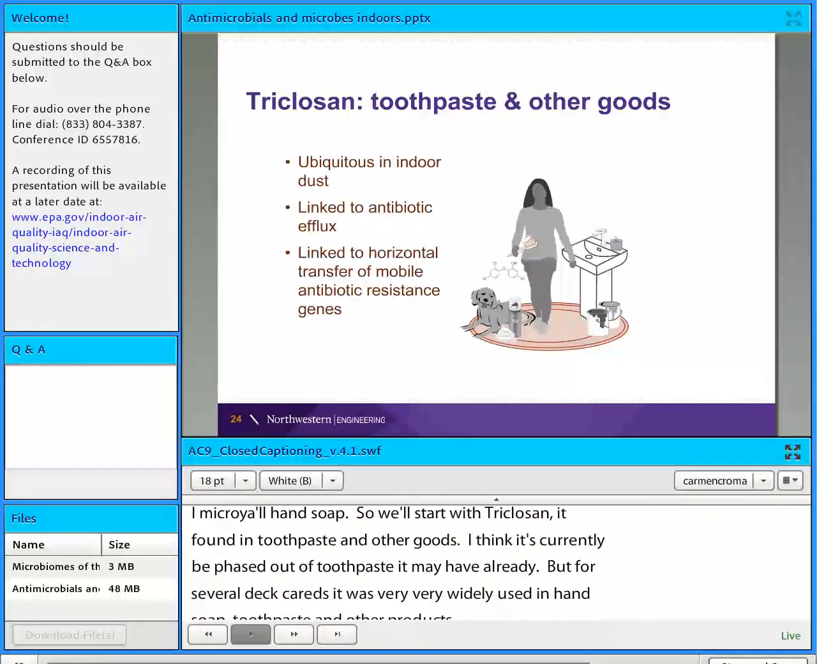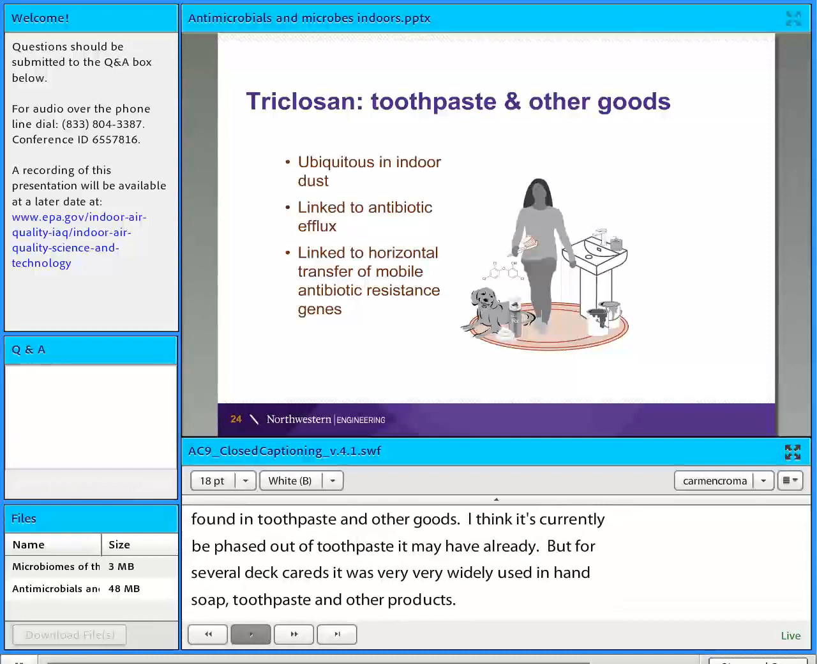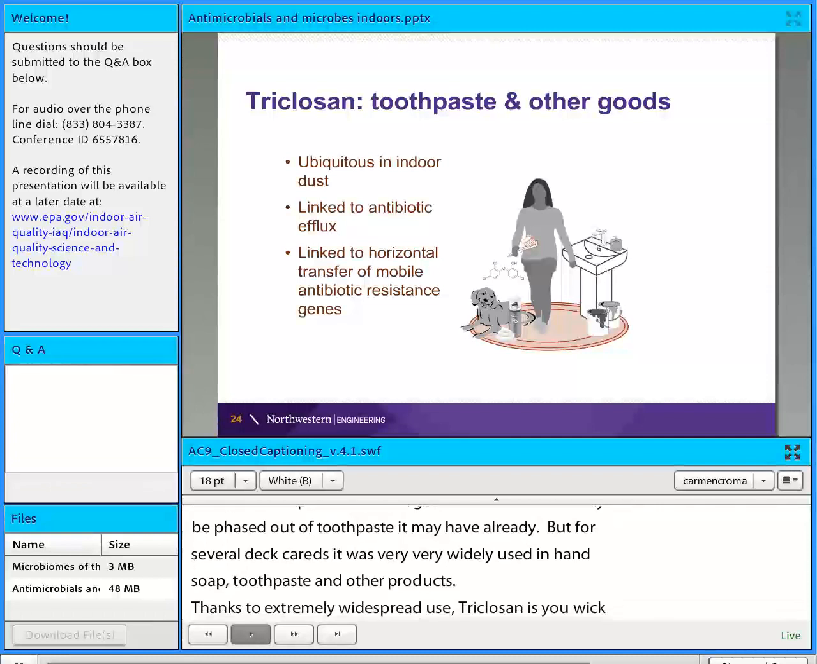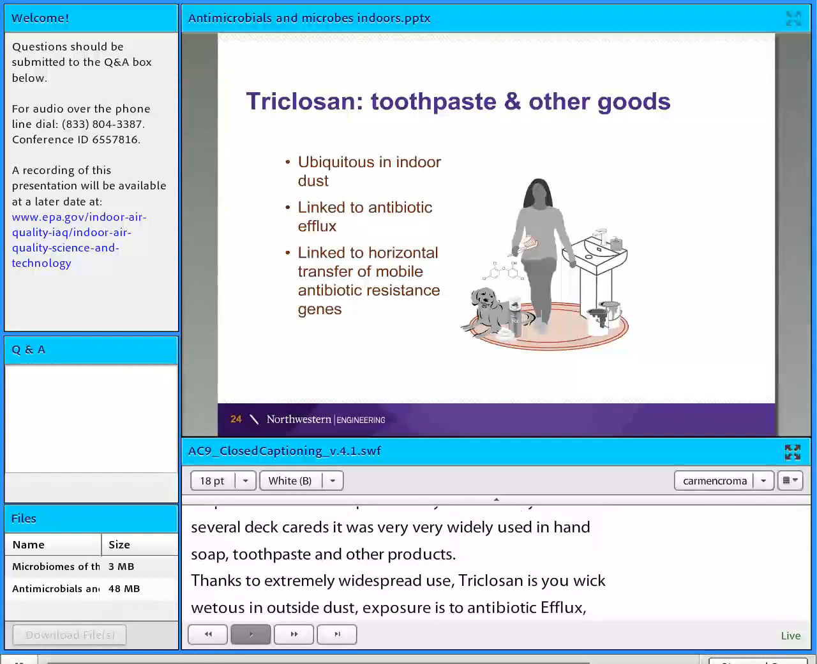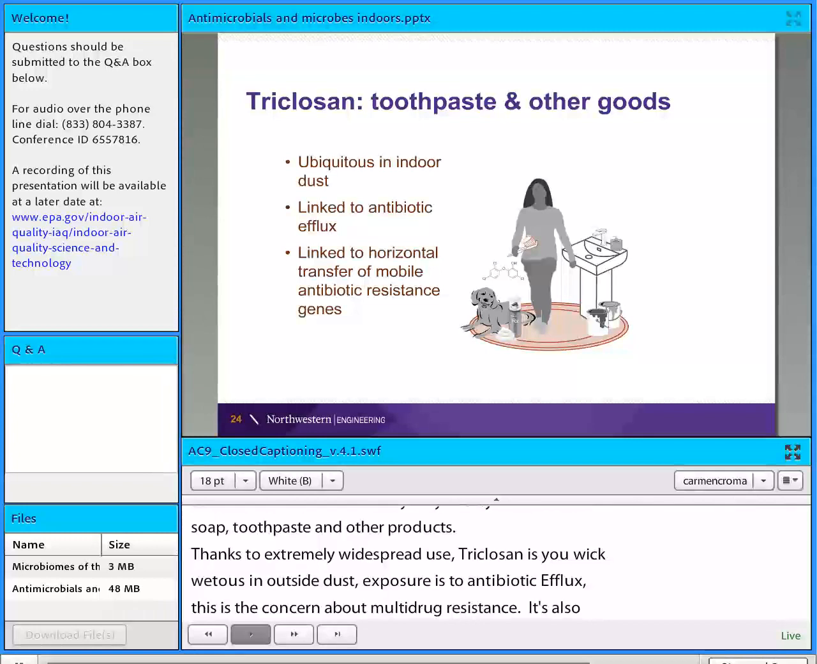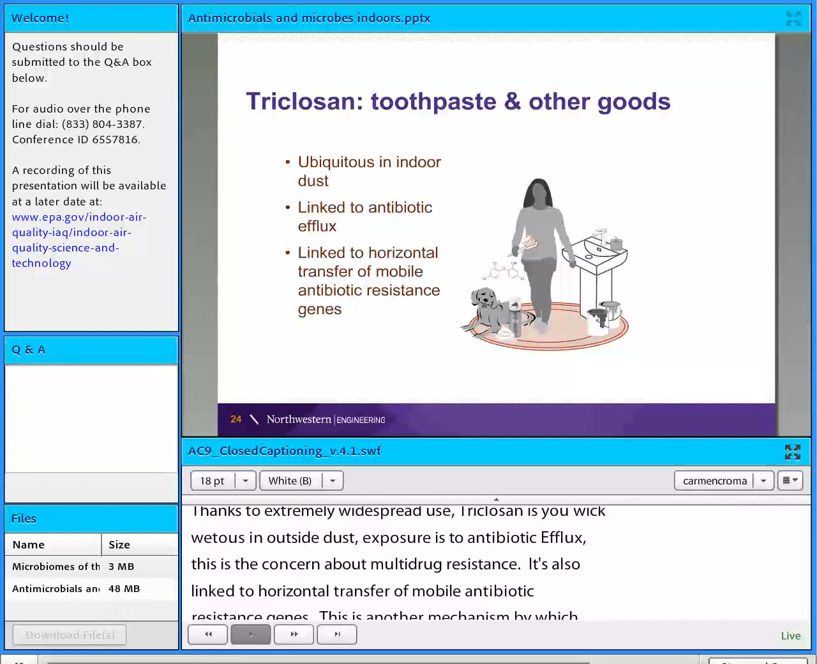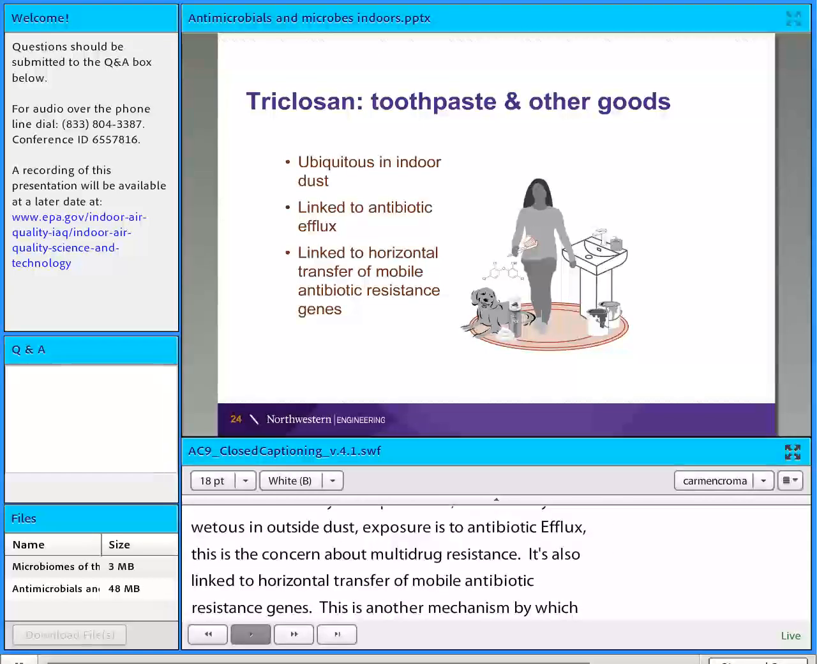Thanks to its extremely widespread use, triclosan is ubiquitous in indoor dust. Exposure to triclosan is linked to antibiotic efflux, so this is that main concern about multi-drug resistance. And it's also linked to horizontal transfer of mobile antibiotic resistance genes. So this is just another mechanism by which microbes can develop resistance, and which is really, again, very problematic and difficult to control.